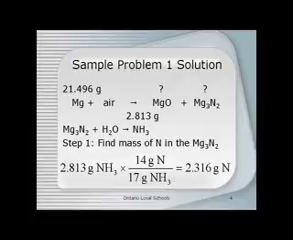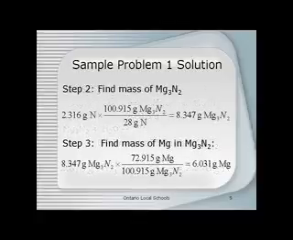So my first step would be to find the mass of nitrogen in the magnesium nitride, and I do that by taking my 2.813 grams of ammonia, NH3, times the mass ratio of nitrogen in ammonia, which is 14 grams of nitrogen for every 17 grams of ammonia. When I do that, I get 2.316 grams of nitrogen obtained.